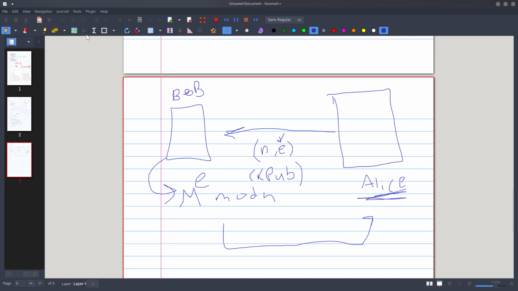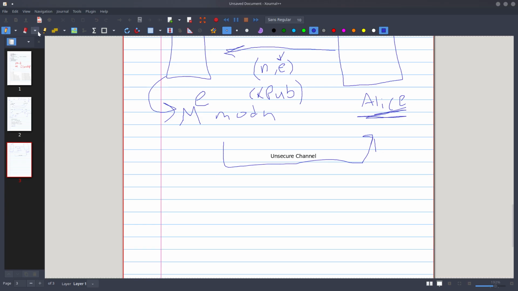So your bad guy Oscar or Eve is listening here. The unsecure channel. So that comes back to Alice. Your bad guy quite literally has all of this information here. And what Alice is going to do is take this ciphertext that she received, we'll just call this C, and raise it to her private key d that she computed here. And this is going to recover the original message.